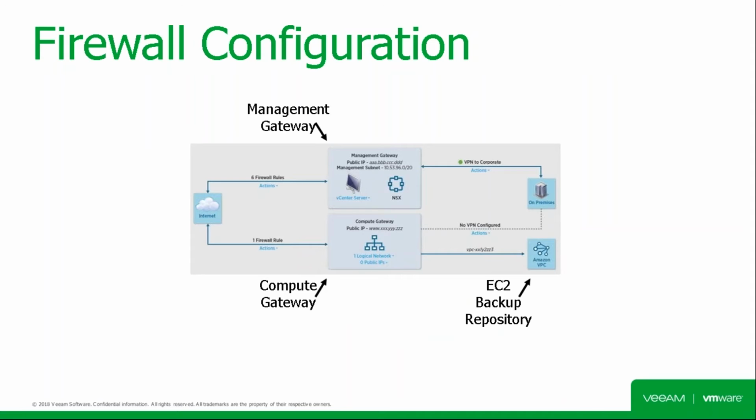What we need to do is open up some firewall ports, and this is very easy to do through the UI provided by VMware. We basically punch a few holes so that the Veeam backup and recovery server can talk to vCenter, the proxies can talk to vCenter, and the proxies can also communicate with the EC2 backup repository. Let's go to the next slide.